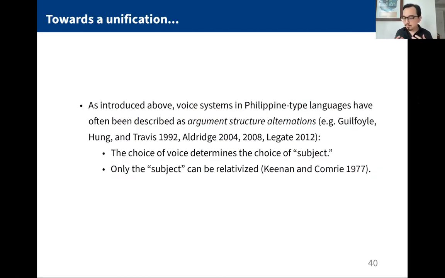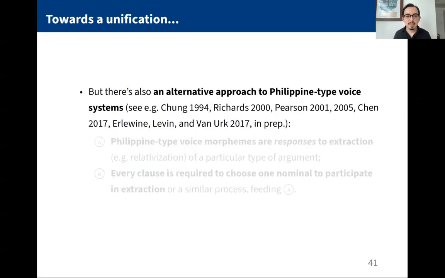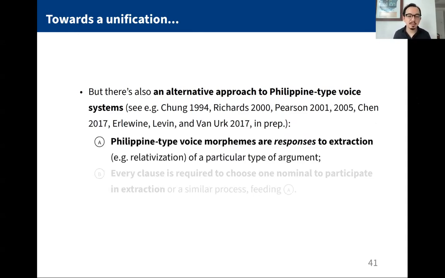So earlier I introduced the idea that these so-called Philippine type voice systems are a kind of argument structure alternation, where we choose a different argument to be the so-called subject, combined with the fact that the language has a subject-only relativization restriction. But there's also another alternative approach to Philippine type voice systems on the market, which involves the following two ingredients in its analysis.